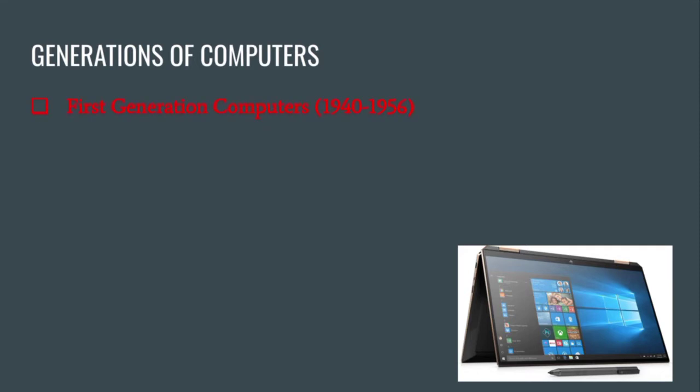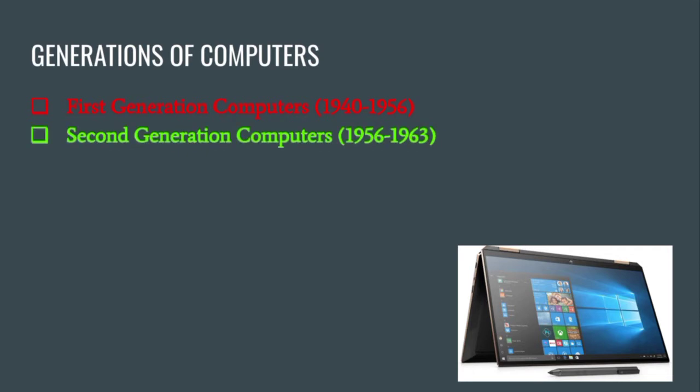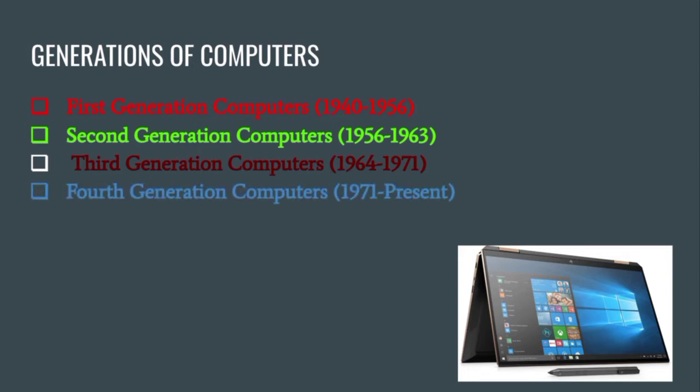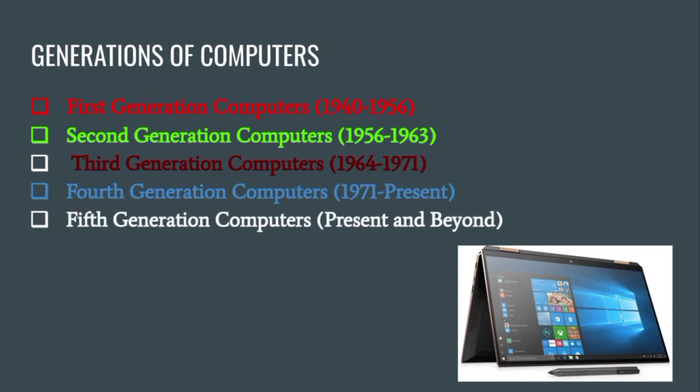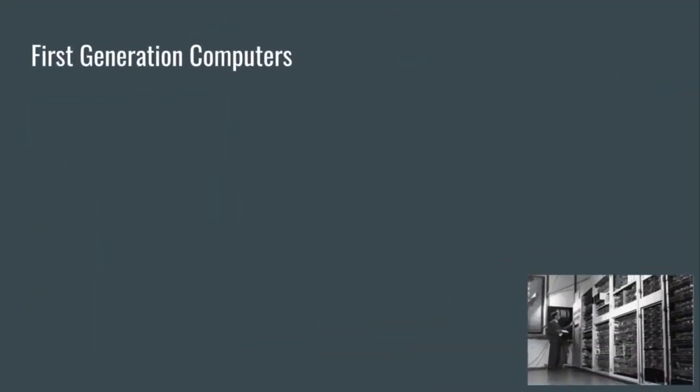Computer has 5 generations. The first generation computer, second generation computer from 1956 to 1963, third generation computer from 1964 to 1971, fourth generation of computer 1971 to present today, fifth generation computer present and beyond.